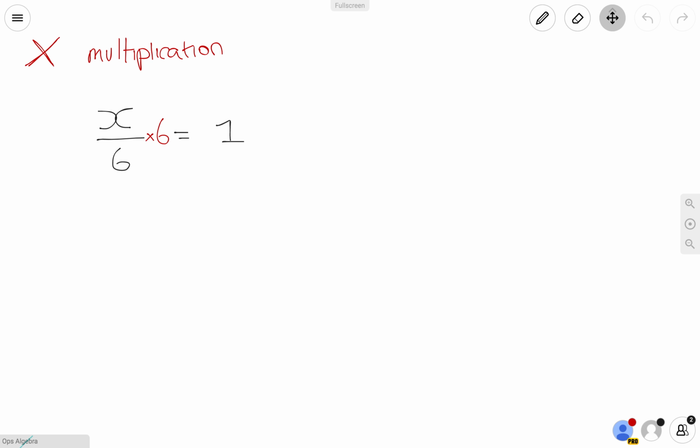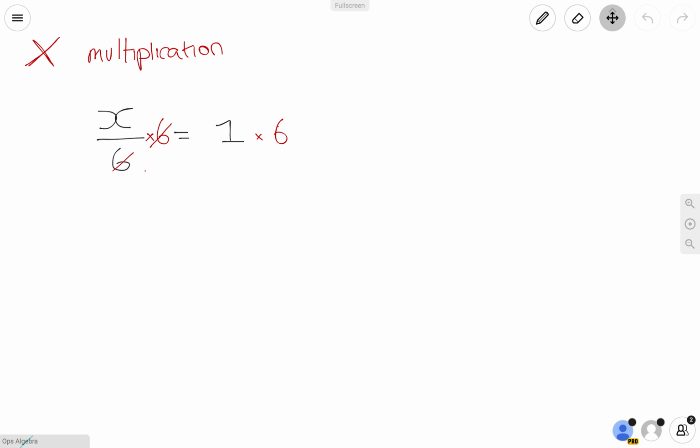Is that it? Are we done? No. We've got to do it to the right hand side as well. That's the rule. That's the only rule we have to follow. Do it to both sides. Times by 6. So now we've got x divided by 6 times by 6. Well, they're going to cancel. That's why we times by 6, specifically 6, because it's a 6 on the bottom and we want them to cancel.